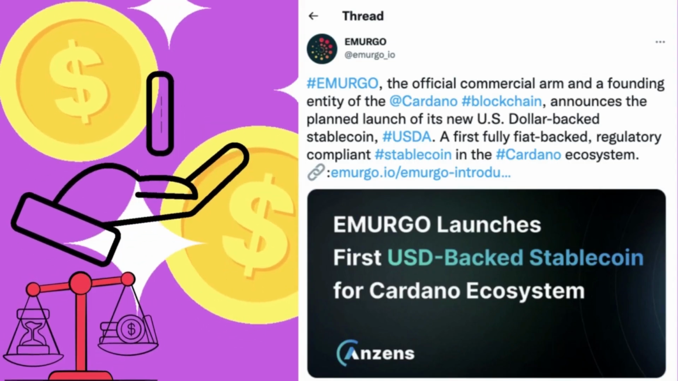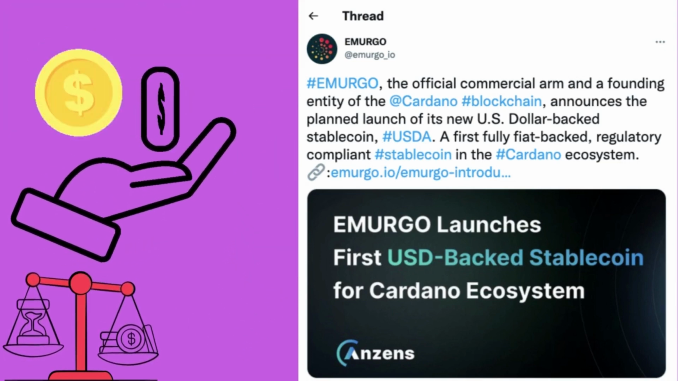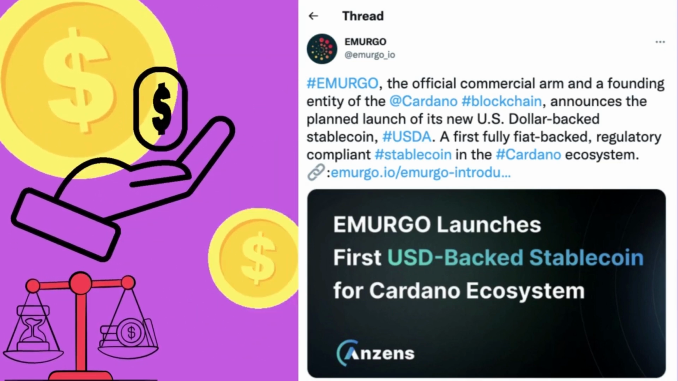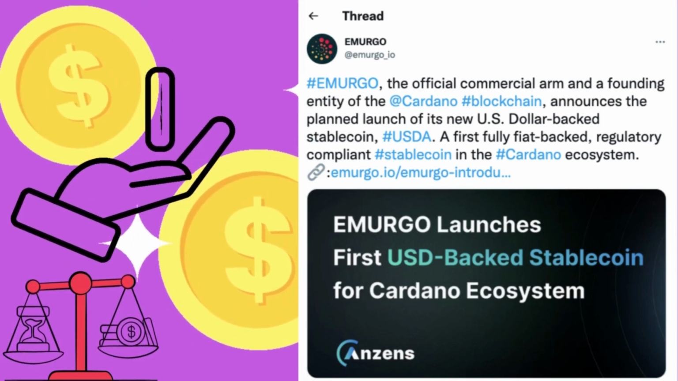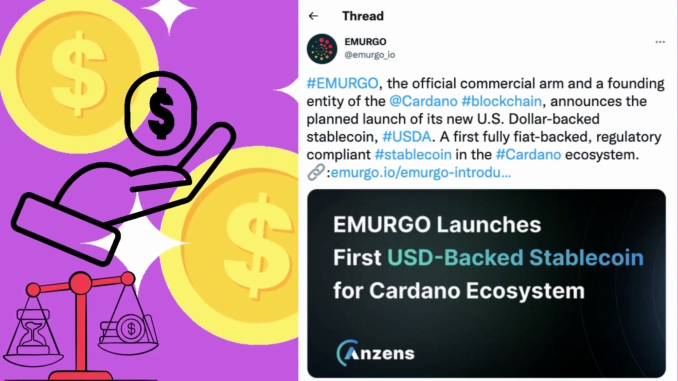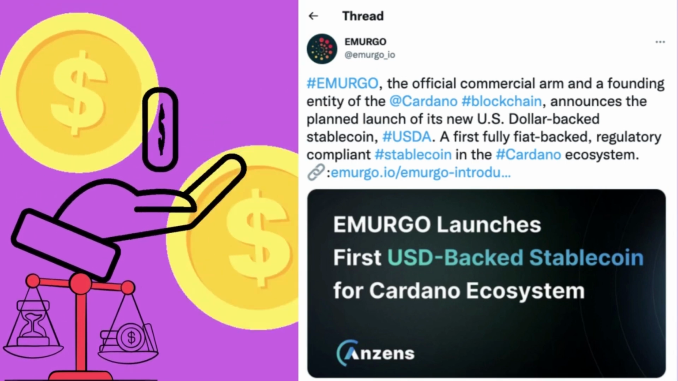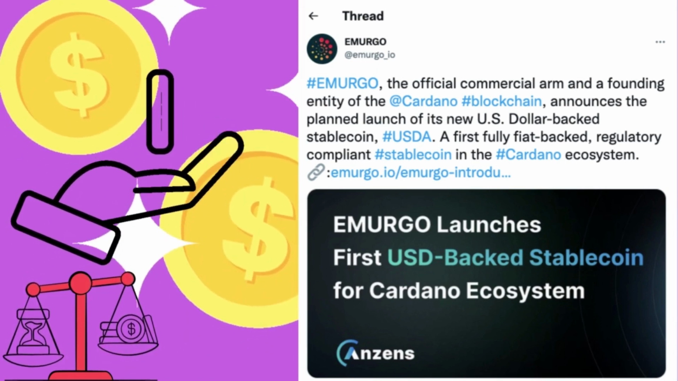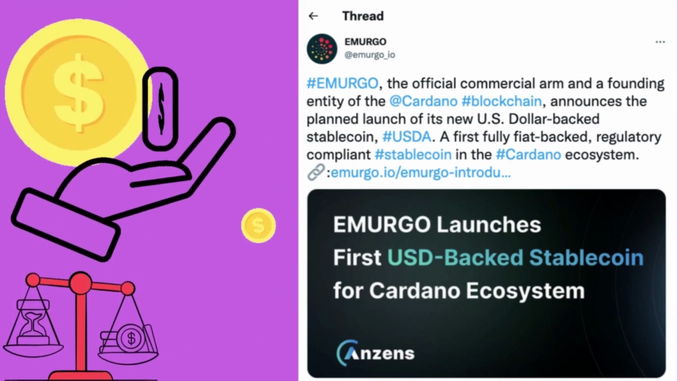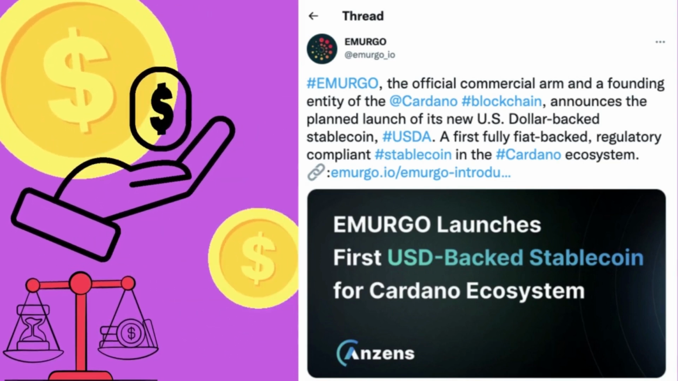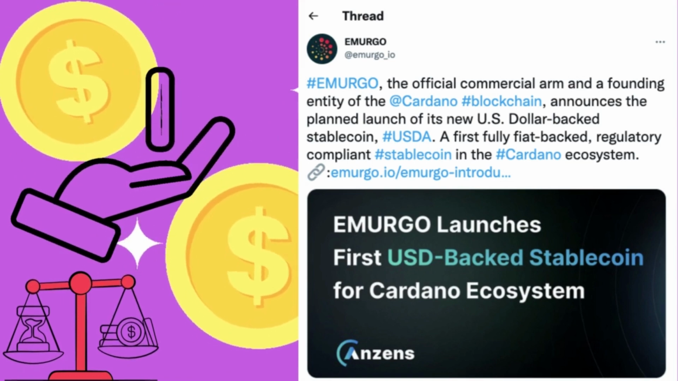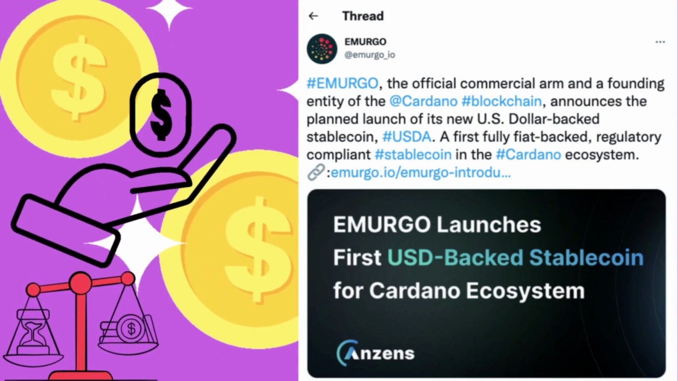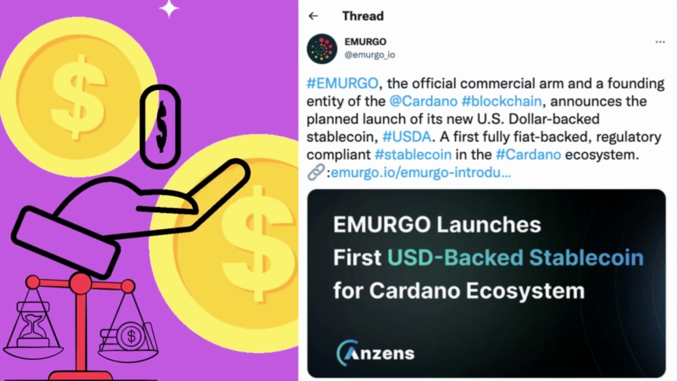Let's not forget to discuss ADA's brand new stablecoin before we wrap up. The name of the new stablecoin is going to be USDA. It will have the same purchasing power as one United States dollar. "The introduction of a fully fiat-backed, regulatory-compliant stablecoin is the next step in realizing the future for our community," Vineeth Bhuvanagiri, Emurgo's fintech managing director, said. Emurgo is the official commercial arm of the Cardano blockchain.